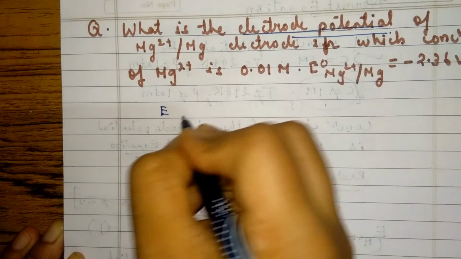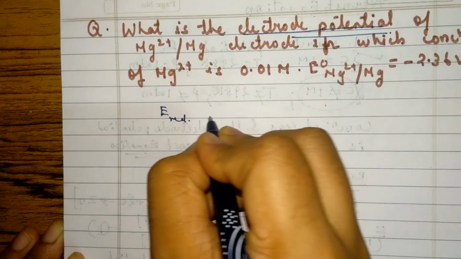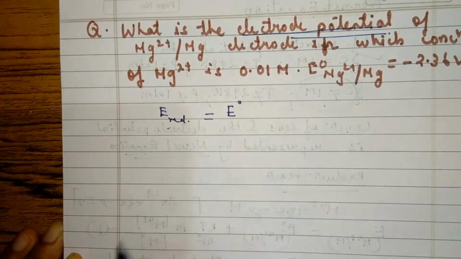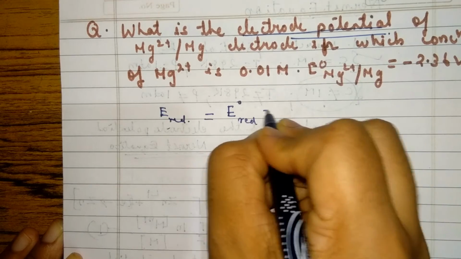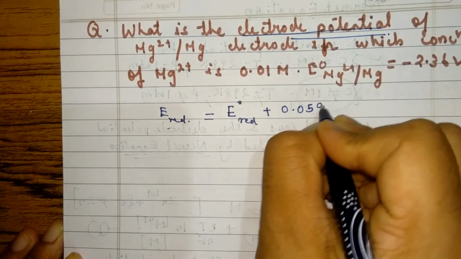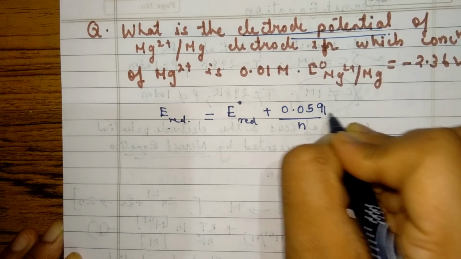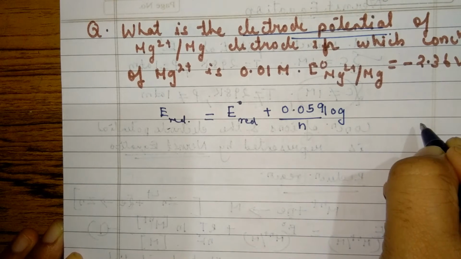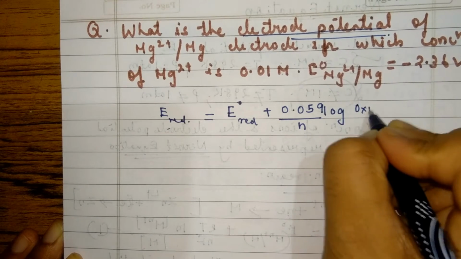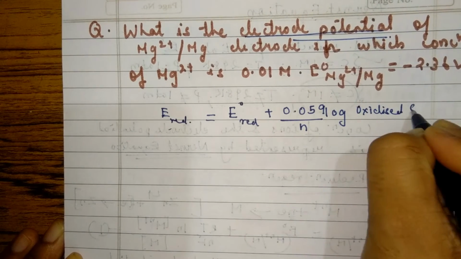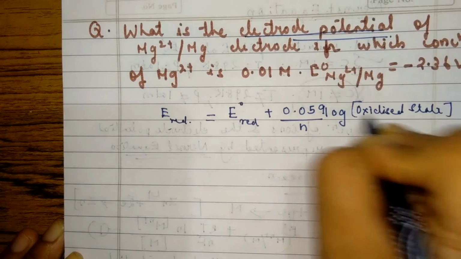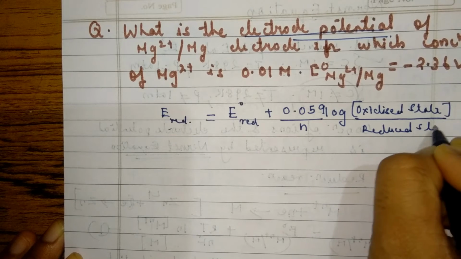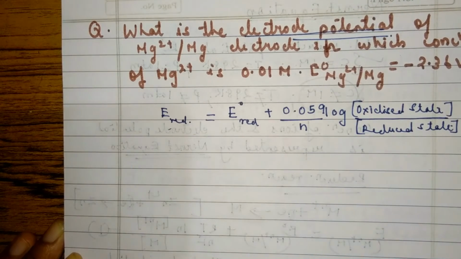The electrode potential, we have already written, is equal to the standard reduction potential plus, according to the Nernst equation, 0.059 by n log of the molar concentration of M^n+ by M, or we can also write it as the molar concentration of the oxidized state by the molar concentration of the what state? The molar concentration of the reduced state.